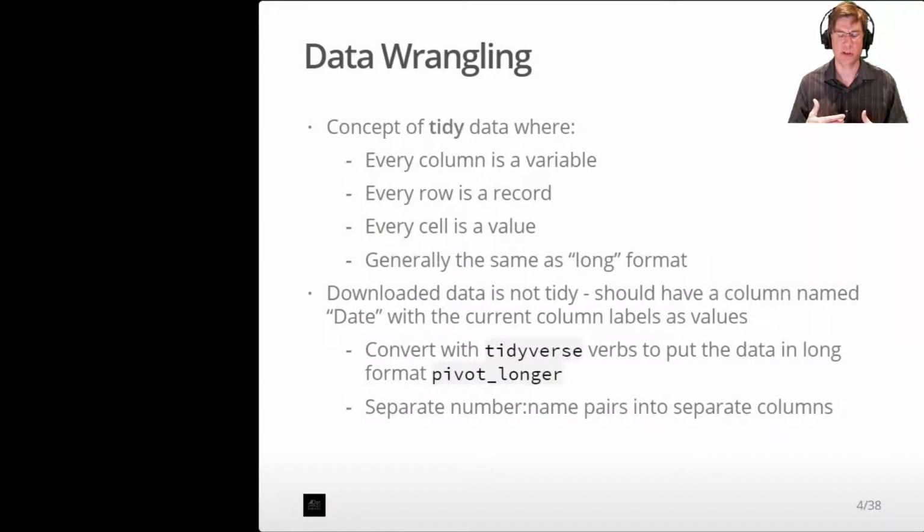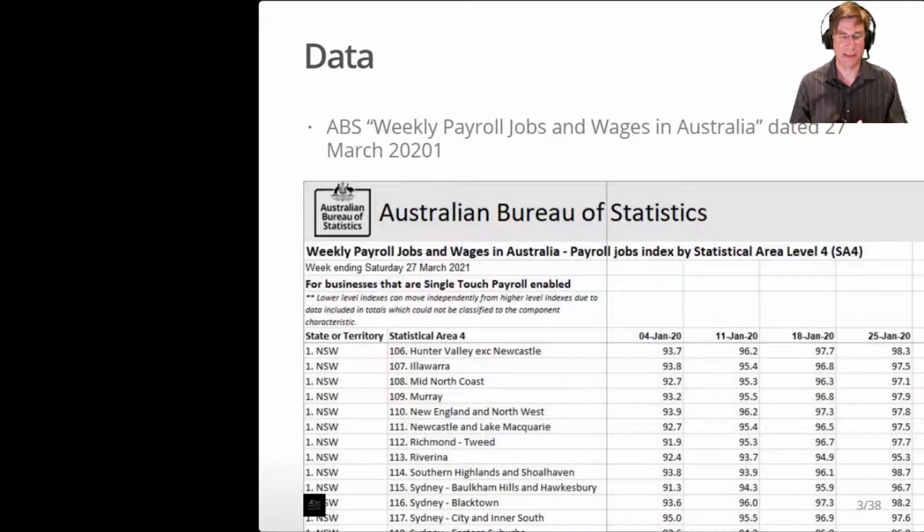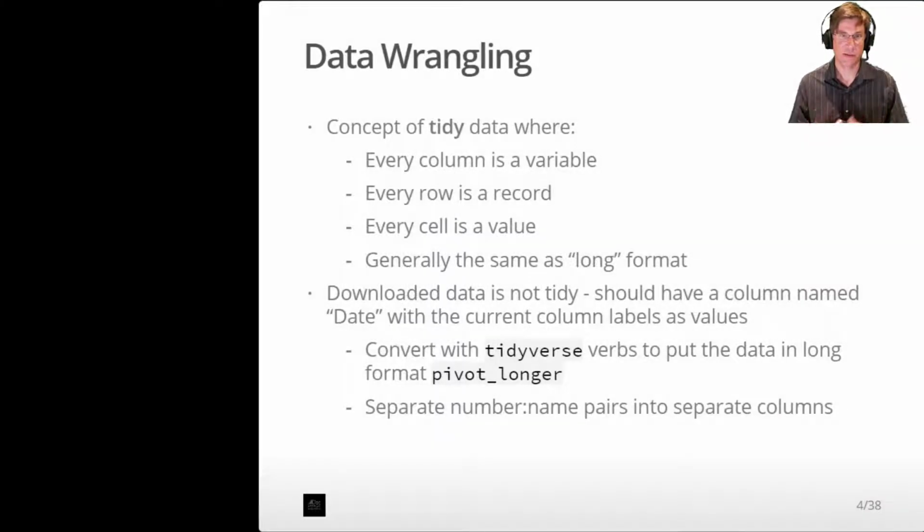And so I'm going to use the tidyverse package, and in particular pivot_longer and separate, because my data here have the state ID 1 in this case, New South Wales, and then 106 being the SA4 ID, and then Hunter Valley excluding Newcastle, etc. So I'm going to go through using the tidyverse to get my data in the proper form to do the data visualizations I do later.